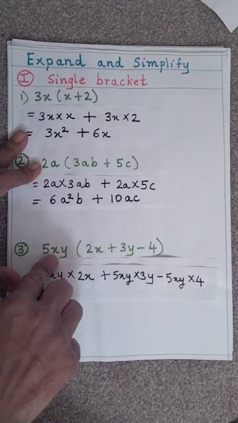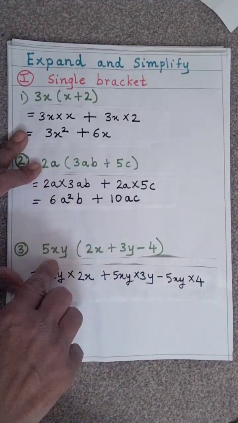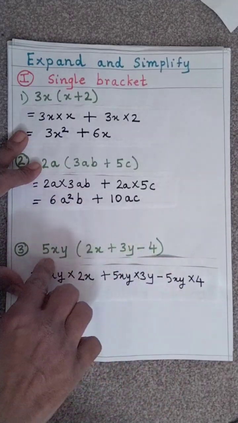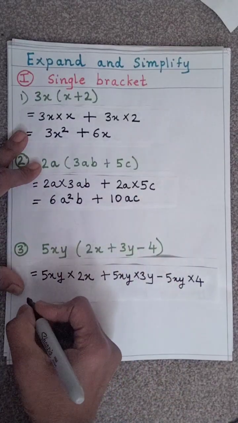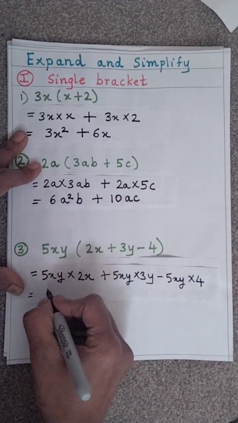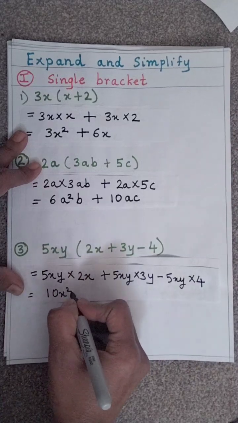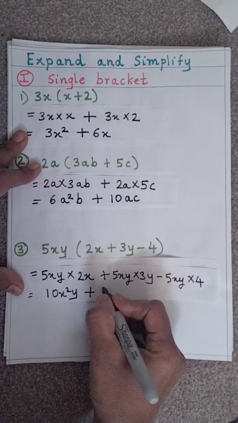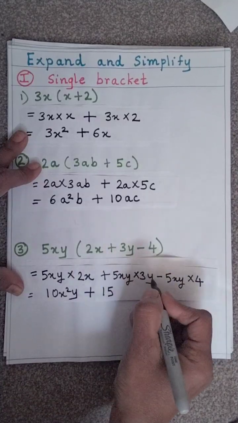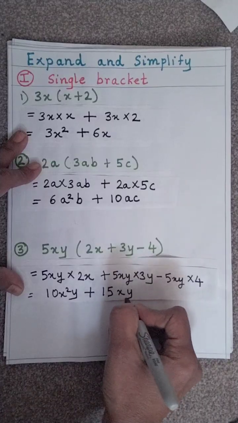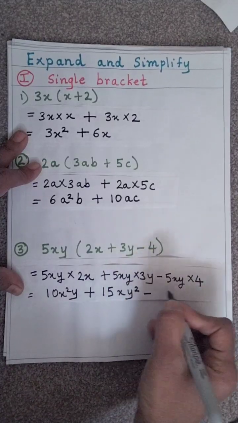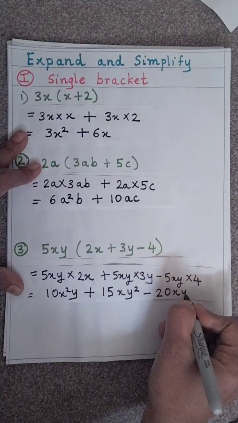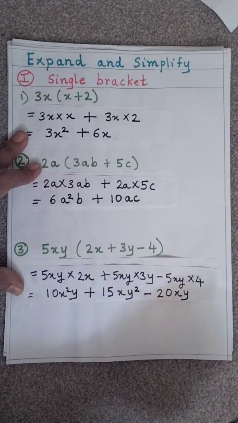Okay, so 5xy times 2x plus 5xy times 3y minus 5xy times 4 is equal to 5 times 2 is 10 x square y plus 5 times 3 is 15 x y square minus 5 times 4 is 20 xy. So this is the required answer.